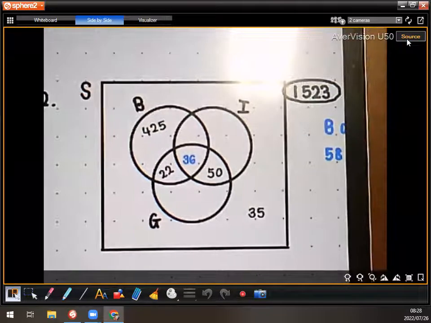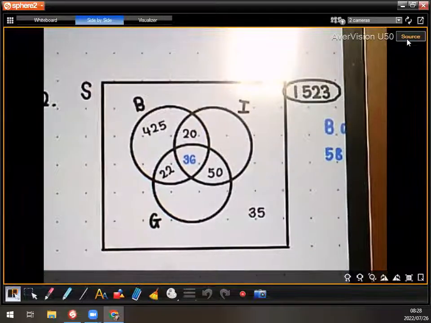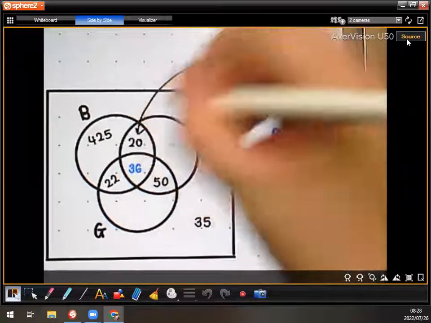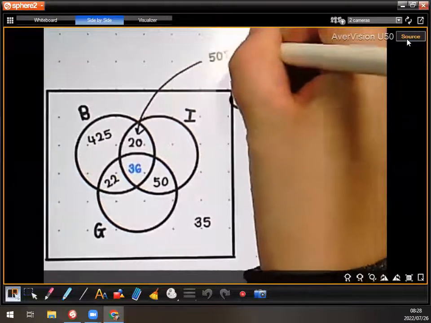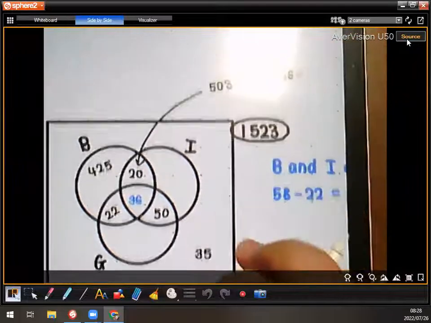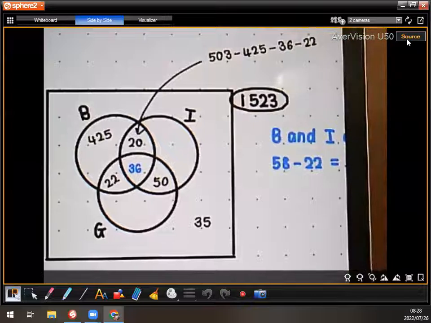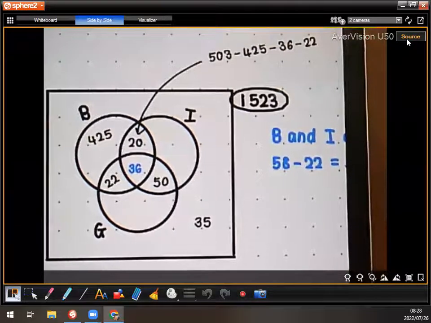Has anyone worked that out? What is that? 20. Okay, if you have space, you can maybe just do a little arrow and put there, this was 503 minus 425 minus 36 minus 22. I'm not going to give you a mark for doing a little arrow and writing. That's not good.